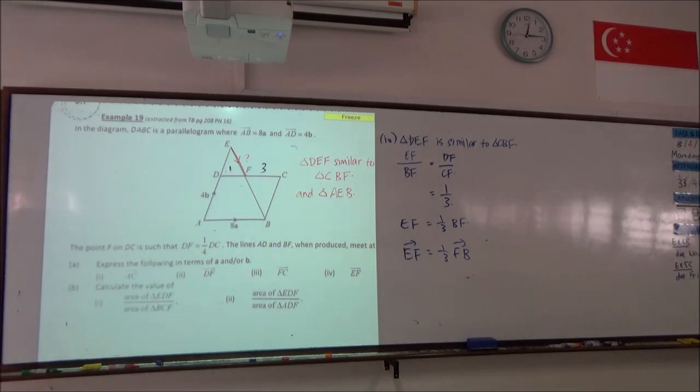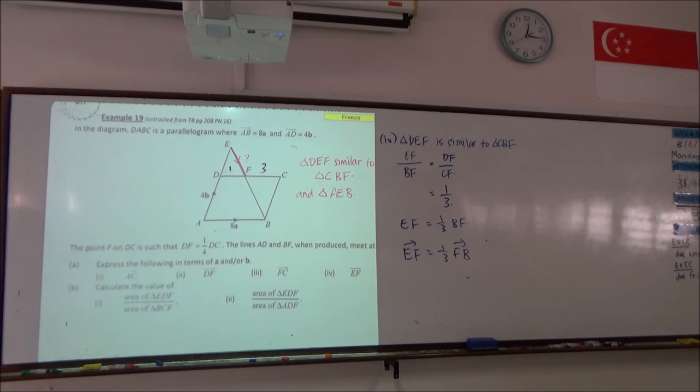Can't you just find CB then find ED? Can't I find CB and then what? Can't you just find CB and then find ED then find EF? CB and then ED, and then find EF by looking at similar triangles, is it? Do we know what's ED? It's just CB divided by 3, because CBF is 3 times of EDF. For lengths, yes. So if you find CB, you can just find ED. 3ED equals 1 CB.